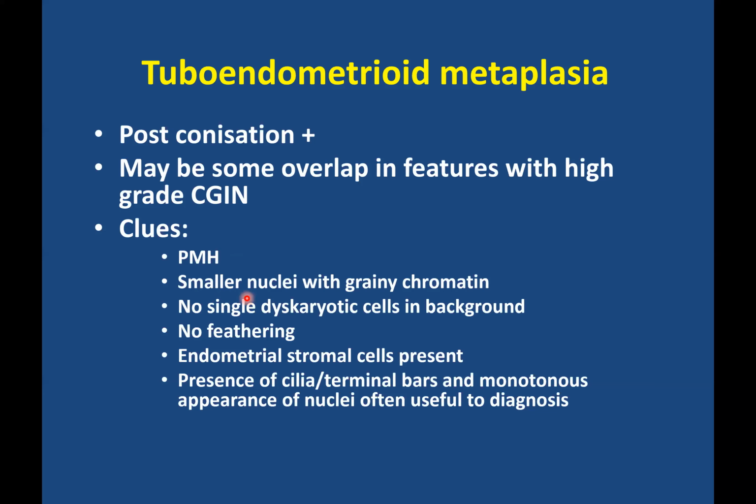The textbooks will say smaller nuclei with grainy chromatin, you don't tend to see single dyskaryotic cells in the background, no feathering. You may see endometrial stromal cells present. You may, in fact, see cilia and terminal bars, the tubo bit of it. In my experience, actually, it's a very tricky diagnosis to make with confidence, and sometimes you end up calling these samples borderline.